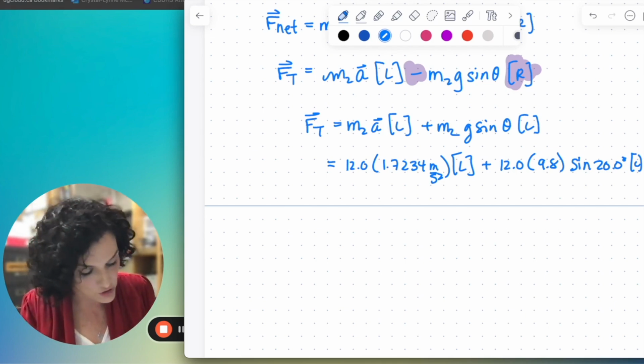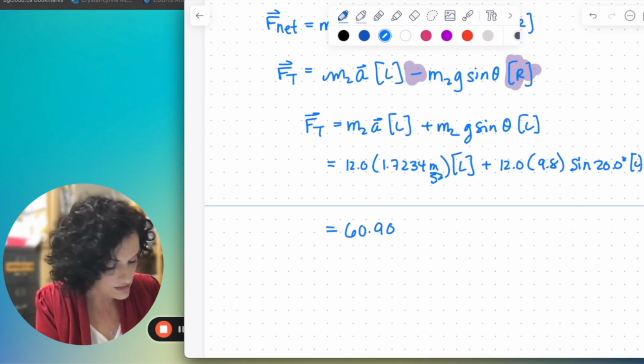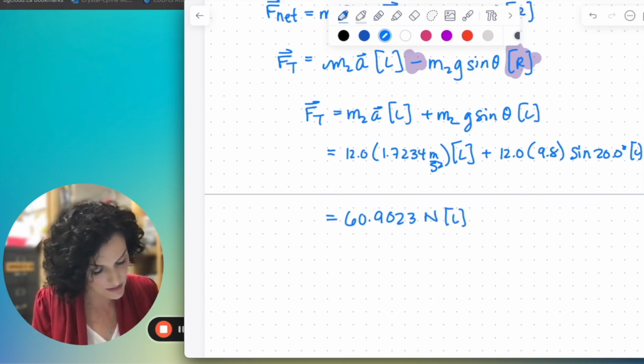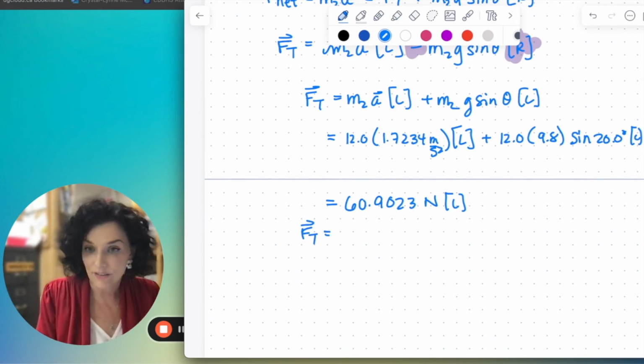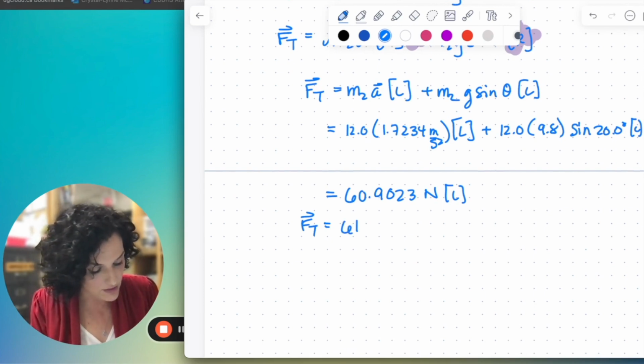All right, when I crunch my numbers, I'm going to get 60.9023. This is newtons going towards the left. So my tension in this case here, again, we are keeping two significant figures. So it's going to be 61 newtons towards the left.